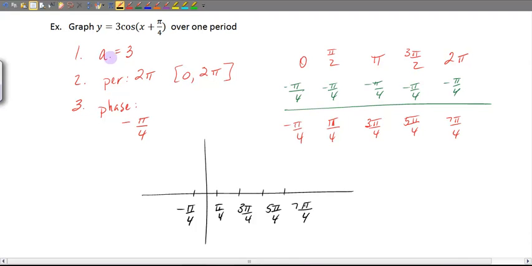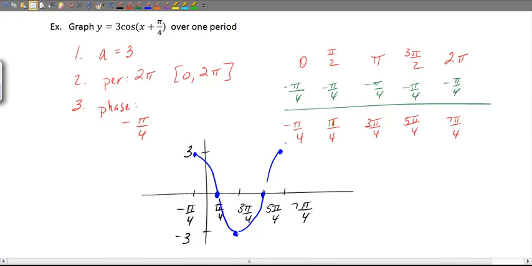I know I have an amplitude of 3, and so I need a 3 and a negative 3. And that's all I really need to know, and I'm ready to graph it, except I need to remember that it's cosine. Cosine is always going to start at a maximum, so I have a maximum point over here. Almost missed that. I'm going to cross at pi over 4. I have a minimum down here. I cross at 5 pi over 4, and I have a maximum over here at 7 pi over 4. So when I connect the curve, you can see I have a cosine function.